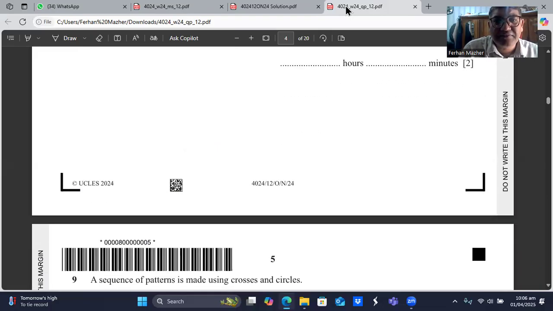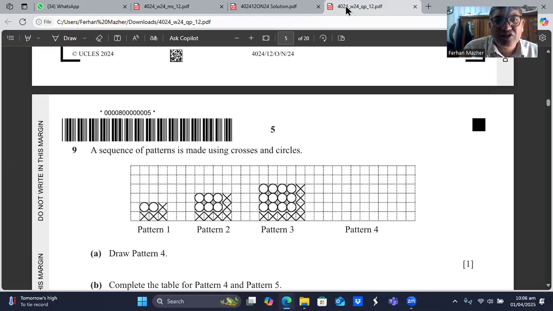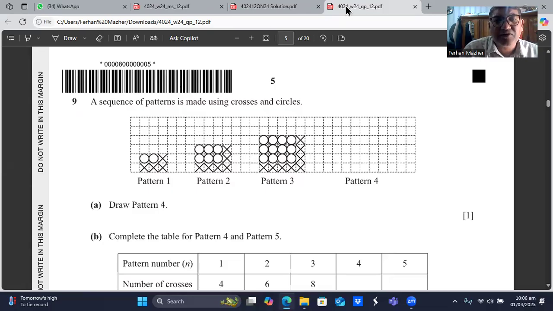Then we have question number 9 coming up on your screen. Question number 9 says a sequence of patterns is made using crosses and circles. Draw the pattern number 4. So you can count here how many? 1, 2, 3, and 1, 2, 1, 2, 3, 4, 1, 2, 3. Okay, 1, 2, 3, 4, and 5. Okay, 1, 2, 3, 4, 5.